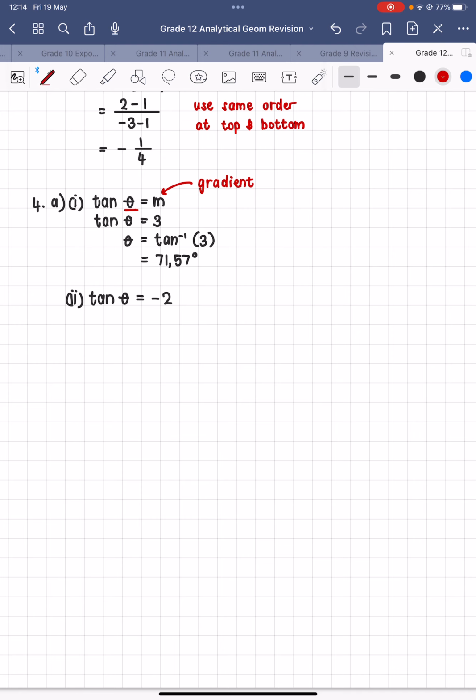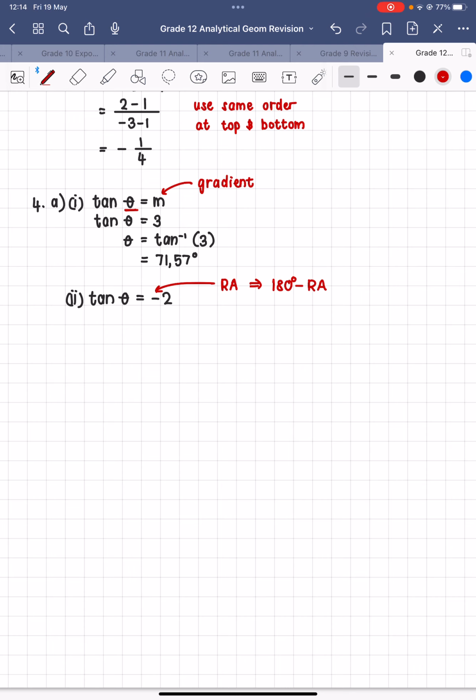Now when you have a negative gradient, guys, you are going to have to find a reference angle and then subtract that reference angle from 180. I don't know if you remember that from last year. That is what you always have to do. You can't do shift tan of a negative number. You can, but your answer is going to be negative, and that's not what we want.